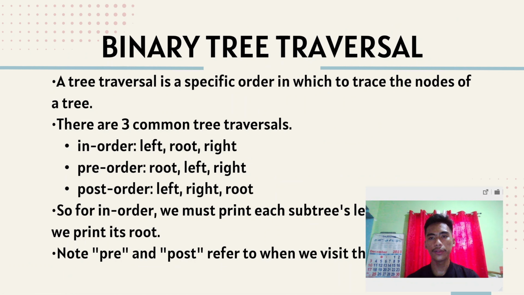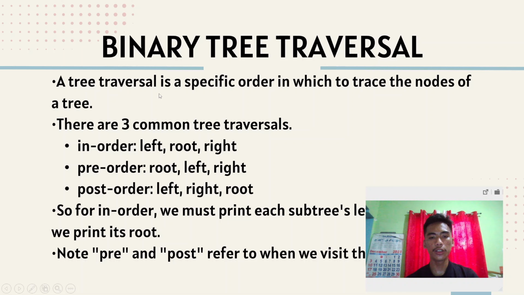Next is binary tree traversal. A tree traversal refers to the specific order in which the nodes are visited in a process. There are three common traversals. First is in-order traversal.